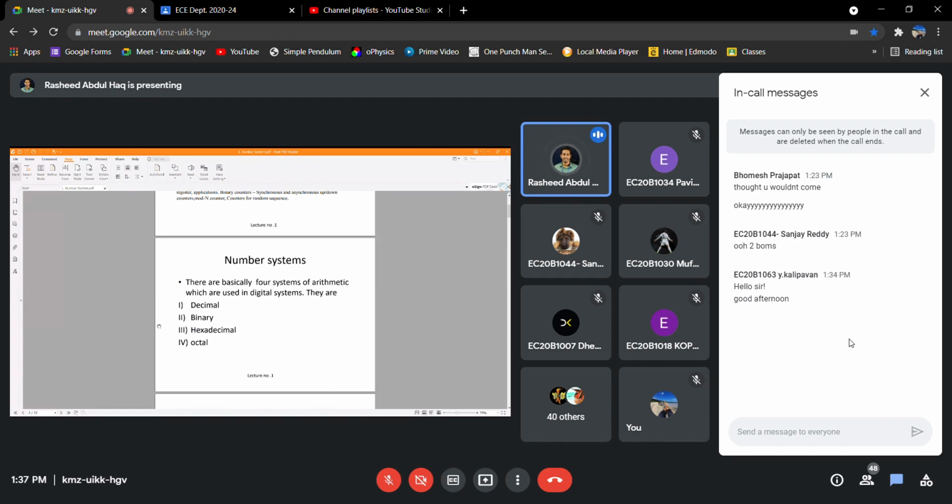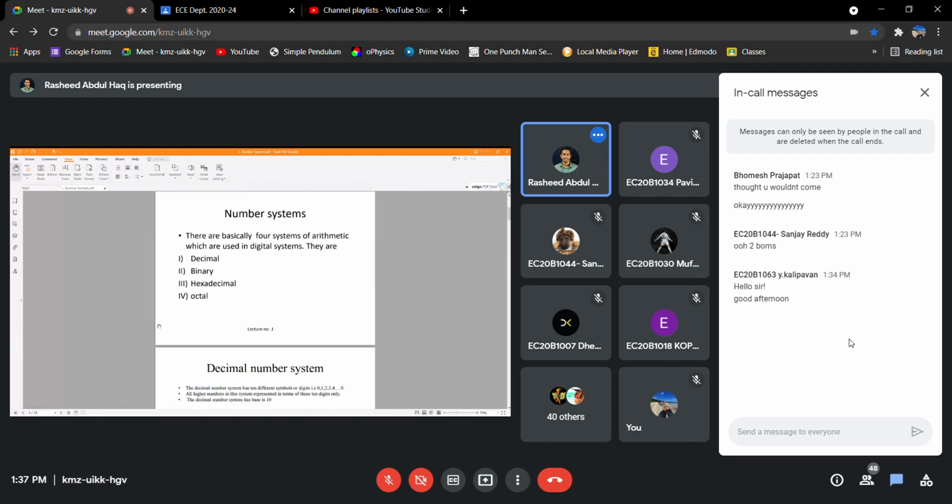So first I will explain the decimal number system that we are all familiar with in detail, so that we will be able to grasp the other number systems.